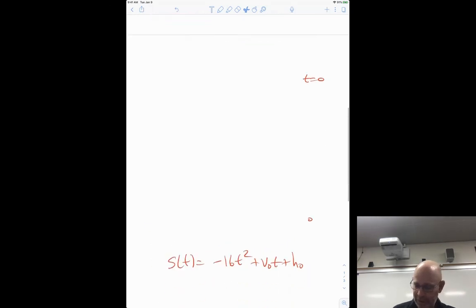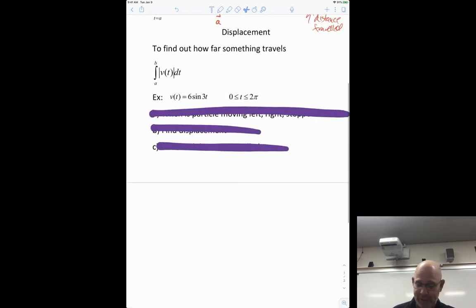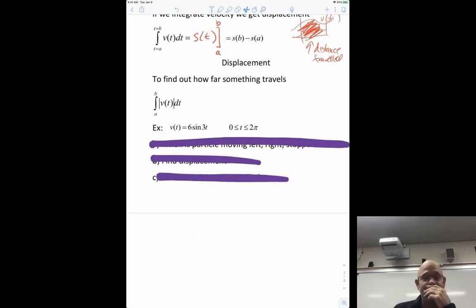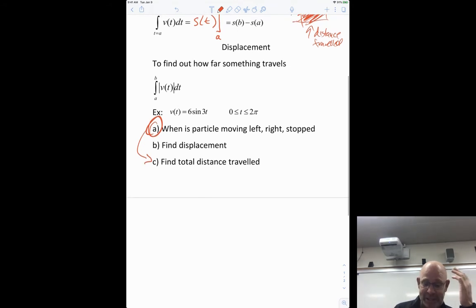We'll walk through an example problem, then I'll be done. I have a velocity, 6 sine 3t, a little trig function that's fluctuating back and forth. These are the typical questions you might get. The two most typical are find displacement and find total distance traveled. I threw in when is the particle moving left, right, or stopped, because you need this to answer that, right?